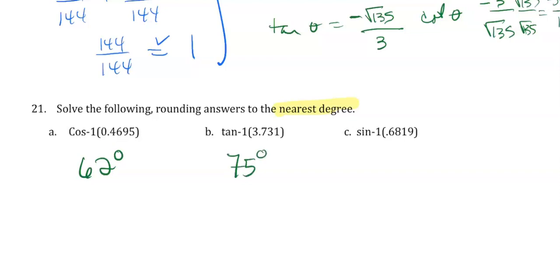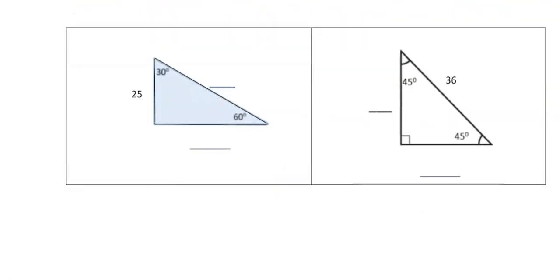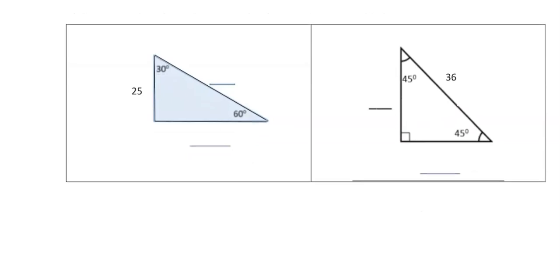And then second sine of 0.6819 is going to be 42.9 or 43 degrees. Okay, so inverse trig, key thing, because I had a desire to have it in degrees, I have to make sure that my mode is degrees. Okay, last problems. This is special triangles.